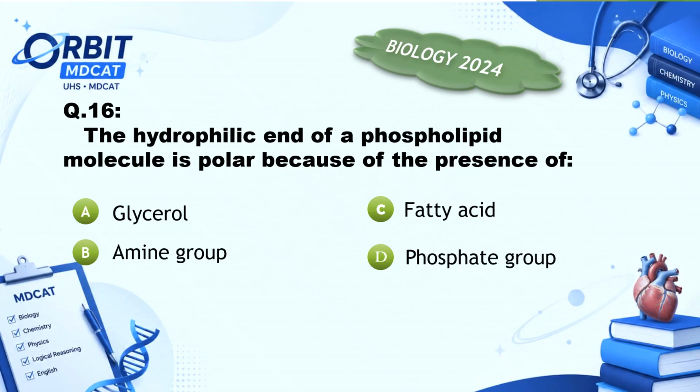Question number 16: the hydrophilic end of a phospholipid molecule is polar because of the presence of A. Glycerol, B. Amine group, C. Fatty acid, D. Phosphate group.